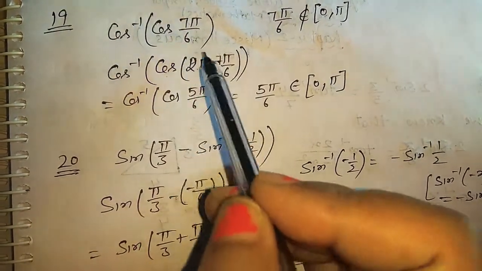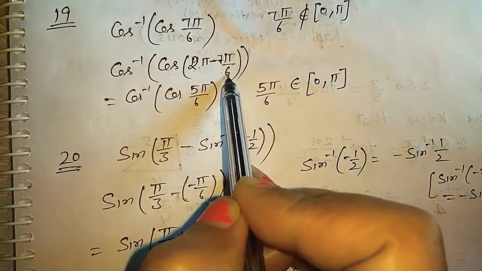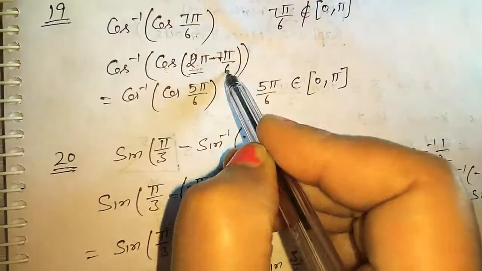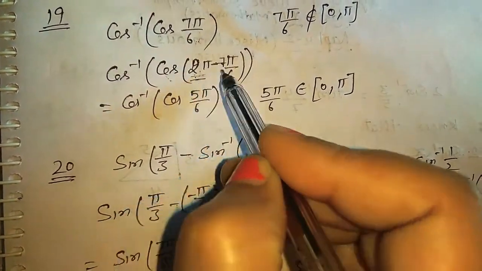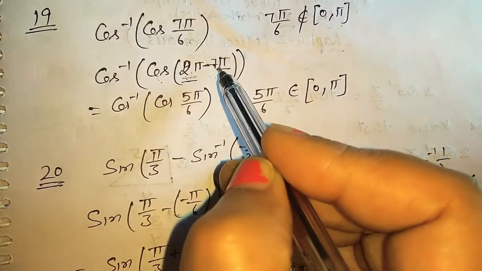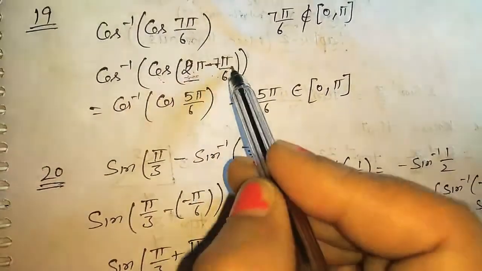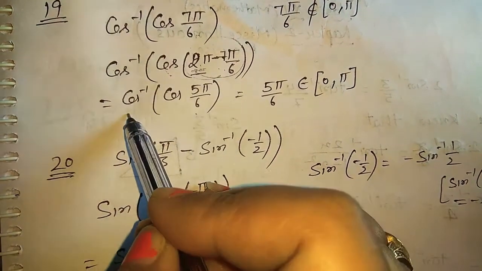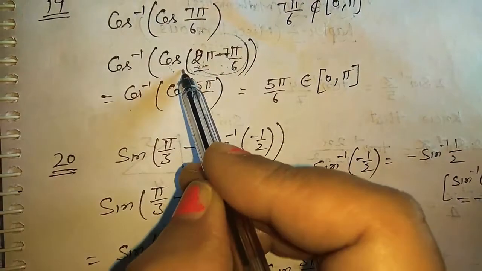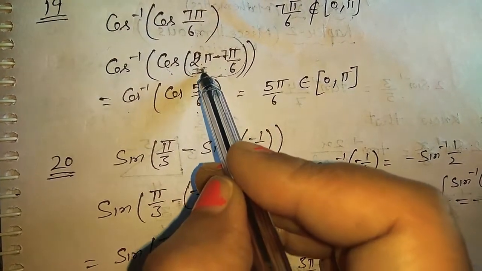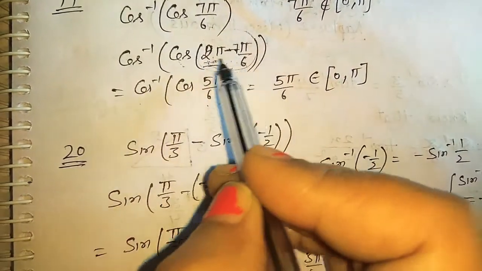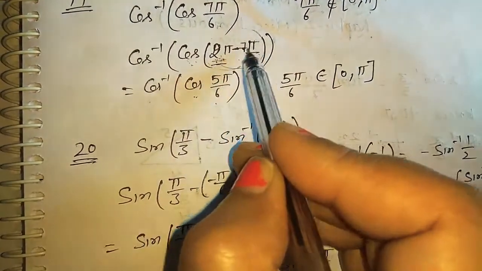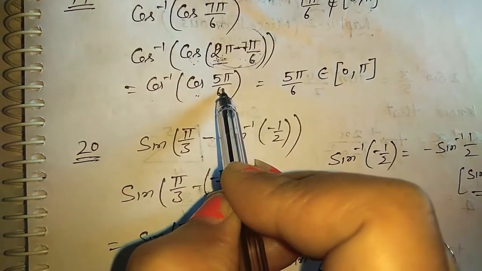Cos of 7 pi by 6, we can write as 2 pi minus theta, because in the fourth quadrant cos is positive. In the fourth quadrant, it is 2 pi minus theta, that is 360 minus theta. Cos is positive and cos will be cos. So it will be 12 pi minus 7 pi, that is 5 pi by 6.